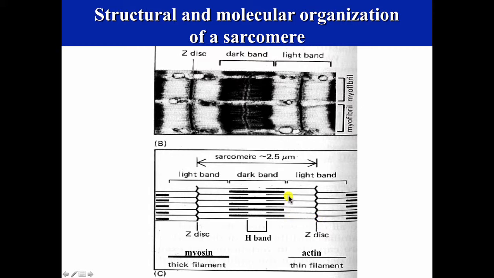In addition to actin and myosin, which are the contractile filaments, there are many other types of proteins which maintain the exquisite array and organization of these two contractile filaments.